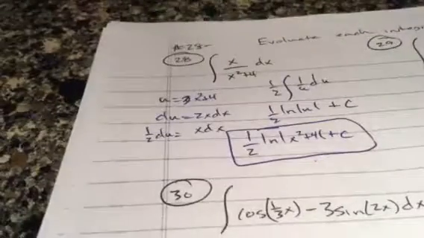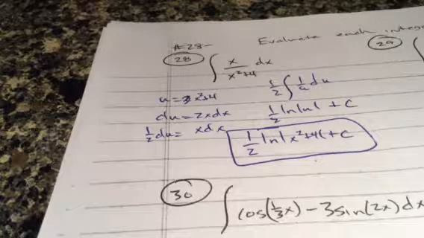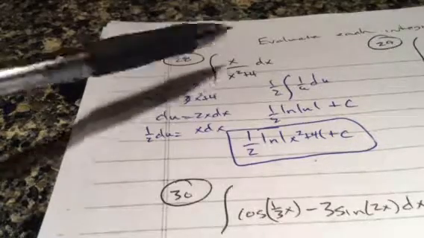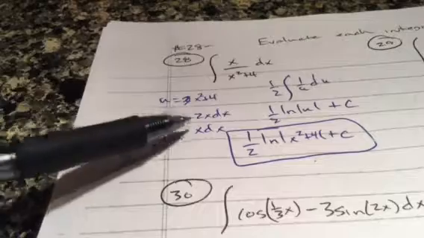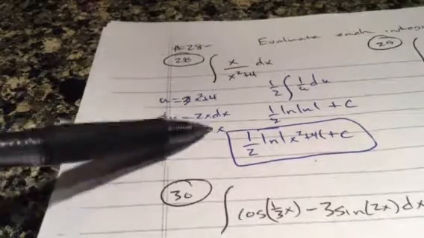All right, practice the other ones. Again, I'm just giving you a few helpful answers, like on 28 here. Let u be the denominator there, x squared plus 4, so du would be 2x dx, all right? I need just x dx, so I'm going to get rid of that 2 by dividing or multiplying by 1/2. So 1/2 du is x dx.